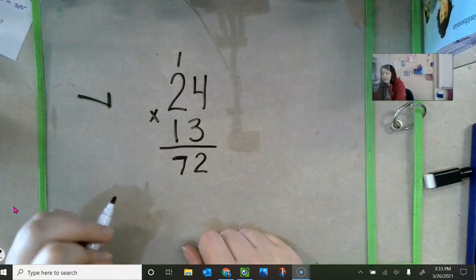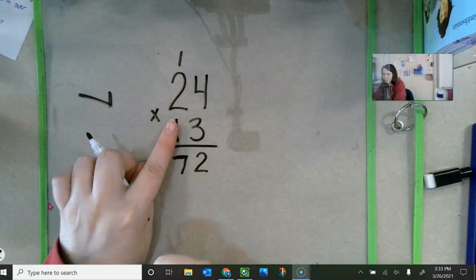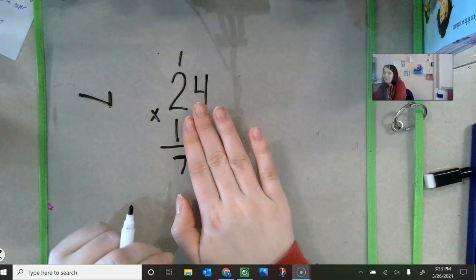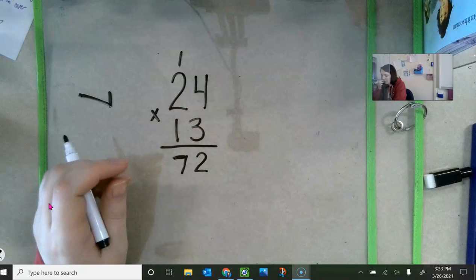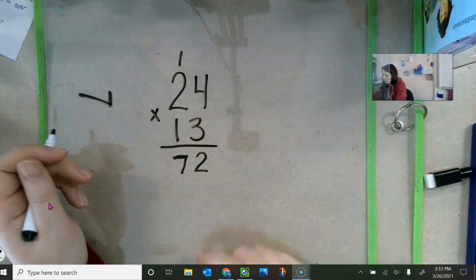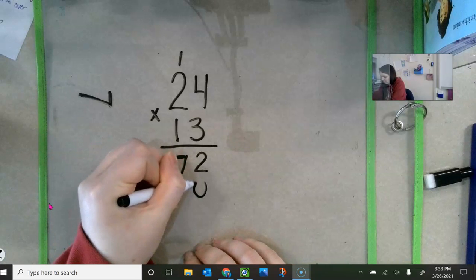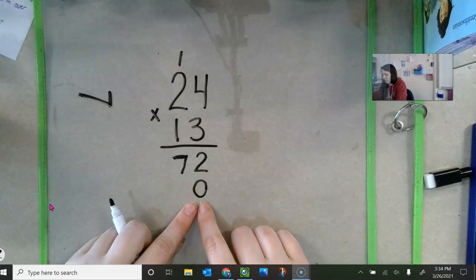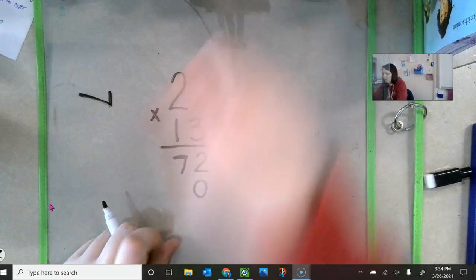Alright, now, I really just multiplied 3 times 24 there. When I go to multiply this 1 times 24, it's not really 1 times 24. It's really 10 times 24. So in order to make sure that we're remembering that we're multiplying times tens, we use a placeholder 0. So your second step is always to put that placeholder 0 in so that we're doing the right amount of multiplication. So then I'm going to erase this 1 up here because we've already used it.